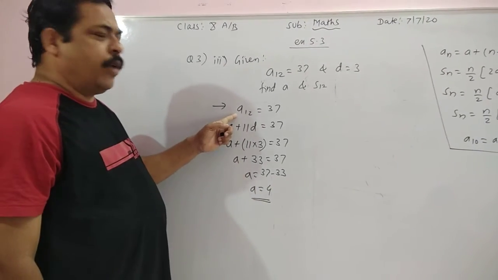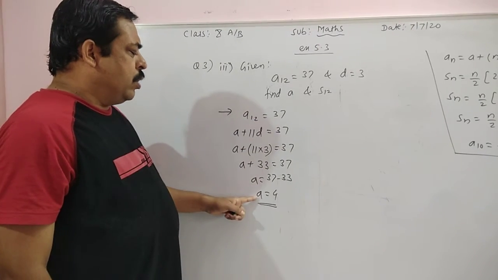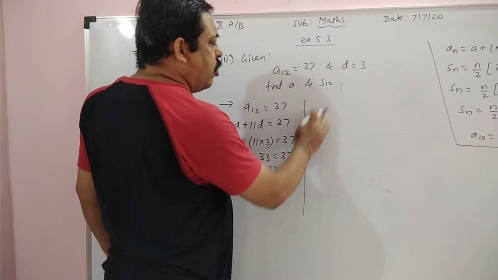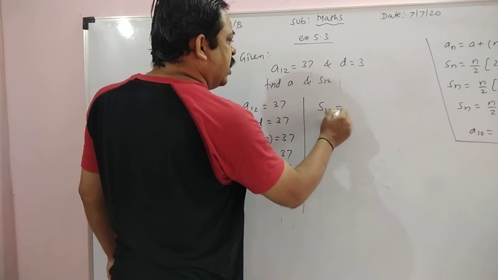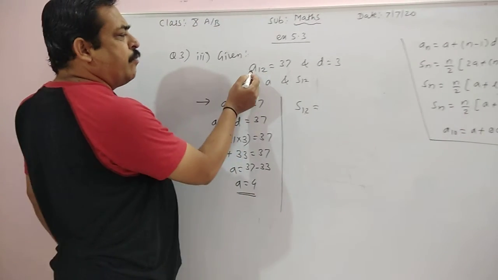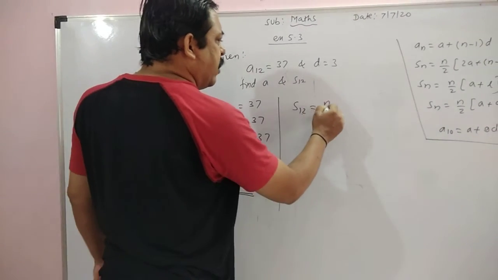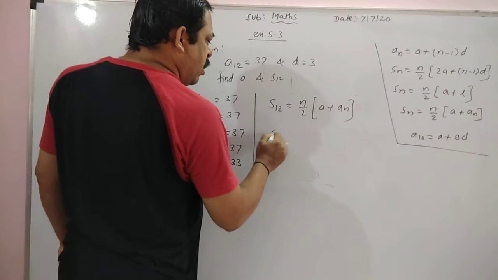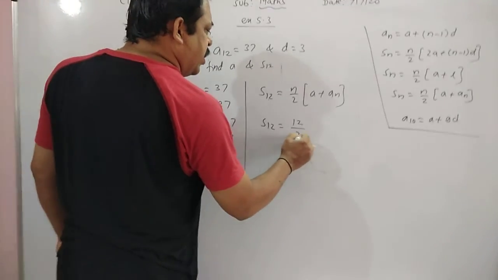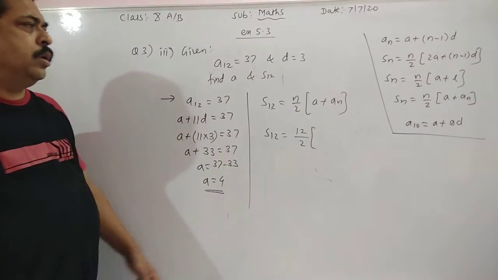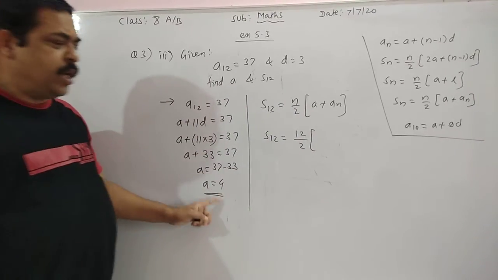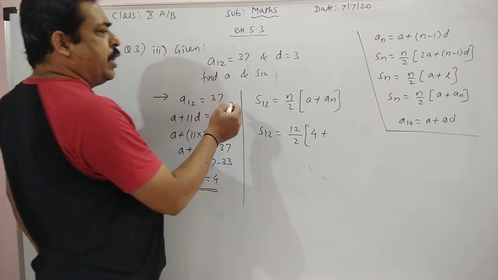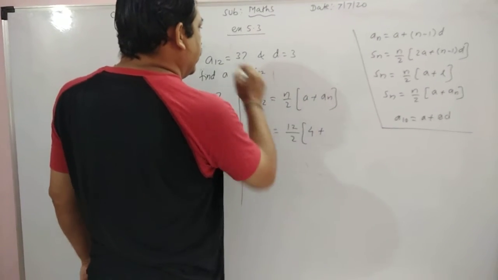By using this, the value of A12 is equal to 37. We know the value of d, then we find the value of a. Now we are going to find the value of S12. S12 means n is known. A12 is the last term and the first term we calculate. Same formula, n by 2 into a plus an. S12 is equal to, the value of n is 12, 12 by 2. The value of a we found earlier, that is a is equal to 4. Substitute that value, plus an. an means A12 here, that is 37.